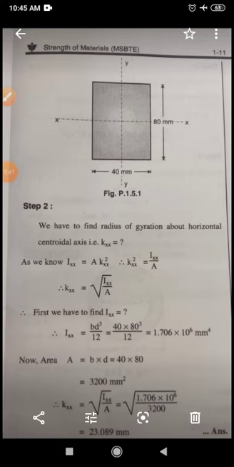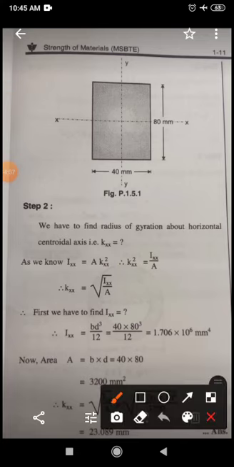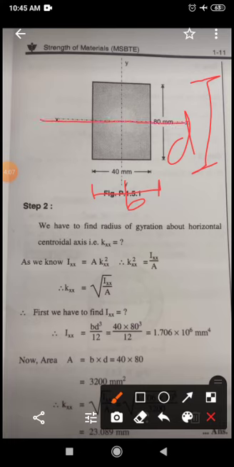Please pay attention. Calculate the radius of gyration about the centroidal horizontal axis for a rectangle of dimension 40 mm by 80 mm. Base and height are given, that is, depth and width. Here is the width, that is b, and here is the depth, which is equal to d. We have to calculate the radius of gyration for this x axis.